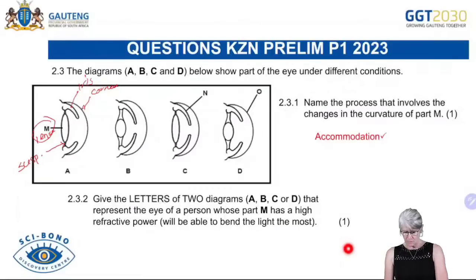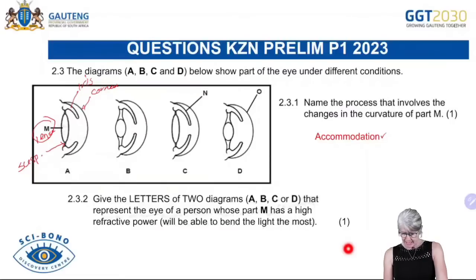Right, then question 2. Give the letters of 2 diagrams. So now only 2 of those, A, B, C, or D, that represent the eye of a person whose part M has a high refractive power. So when it is very convex, it's going to have a high refractive power, so we'll be able to bend the light the most. So I need to have a look and see which 2 diagrams.